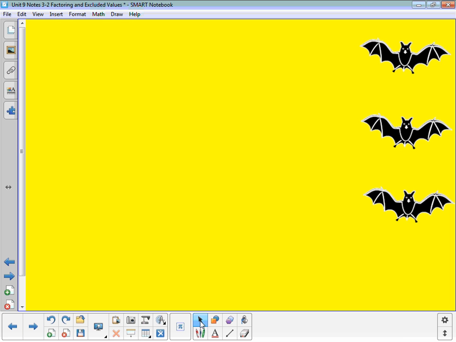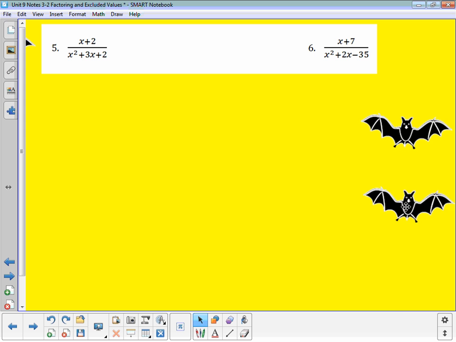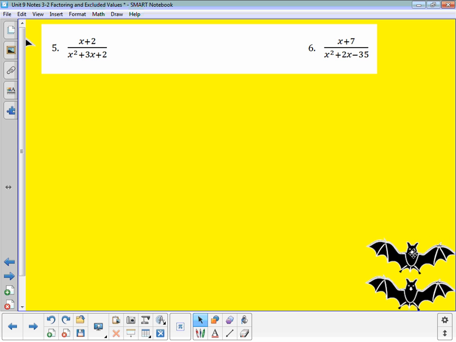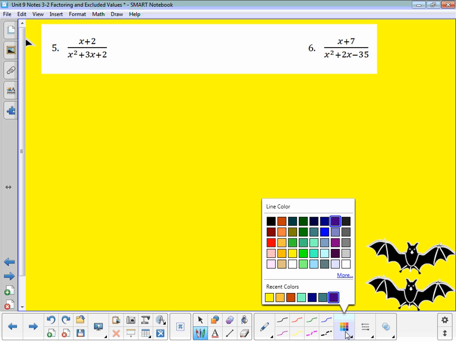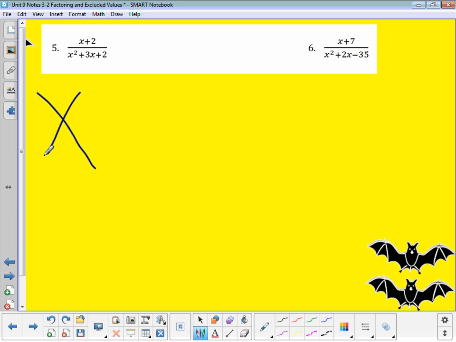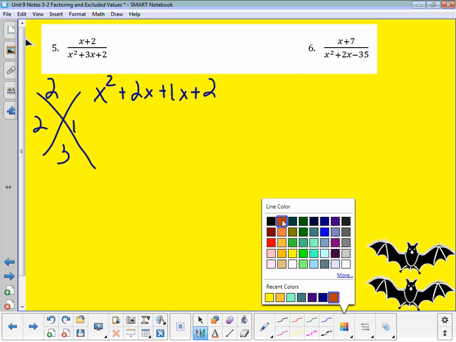So let's start first with number 5. Okay, so for number 5, we're going to first factor out the bottom. So let's go ahead and do that. We're multiplying to 2, adding to 3, which means I have 2 and 1. So I'm going to go ahead and factor that. Plus 2x plus 1x plus 2. And now we're going to factor that by grouping.